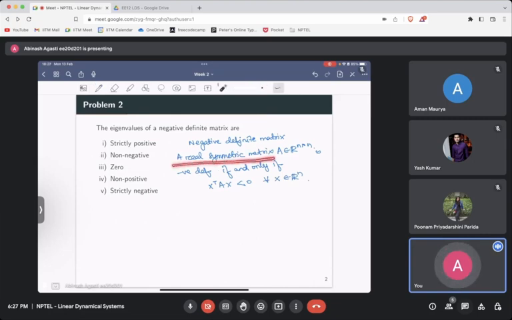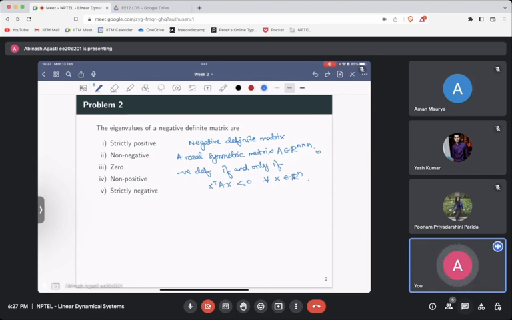So take any real symmetric matrix. It is negative definite if and only if for all possible vectors X in R^n, this product X transpose AX is strictly less than 0. Now this is the definition for a real symmetric matrix, but a similar definition can be extended to complex matrices as well, and there, instead of transpose, we take the conjugate transpose. So let's leave that aside for now.